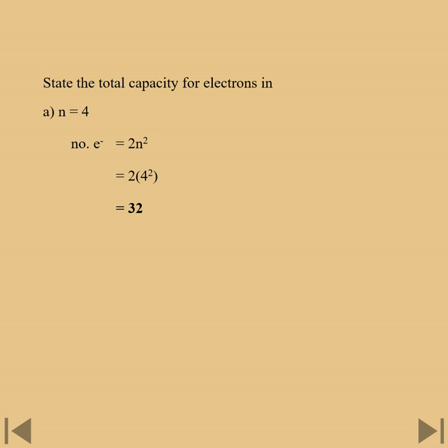Now, in the fourth shell, we have what subshells? S's, P's, D's, and F's. So for the S's, we would have 1 orbital, 2 electrons. For the P's, 3 orbitals, 6 electrons. The D's have 5 orbitals for 10 electrons, and the F's have 7 orbitals for 14 electrons. So we could have used that information to tell us 32 electrons.